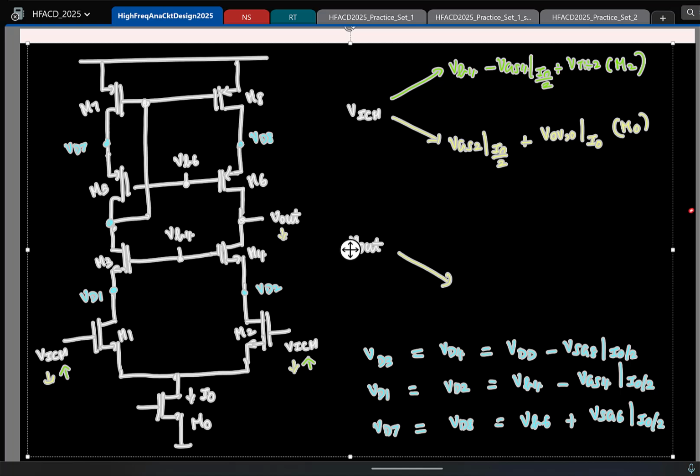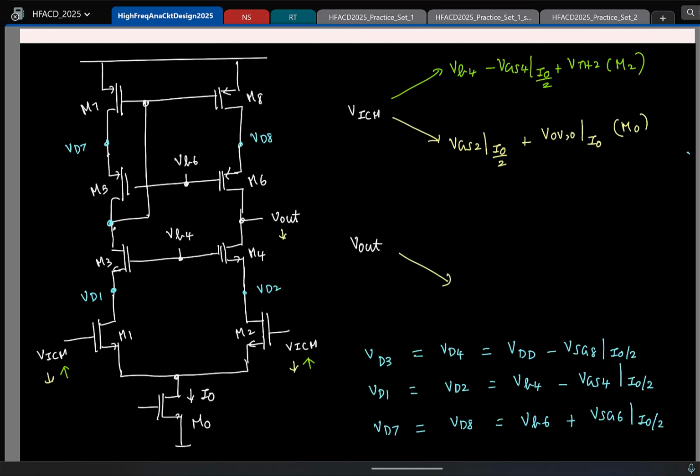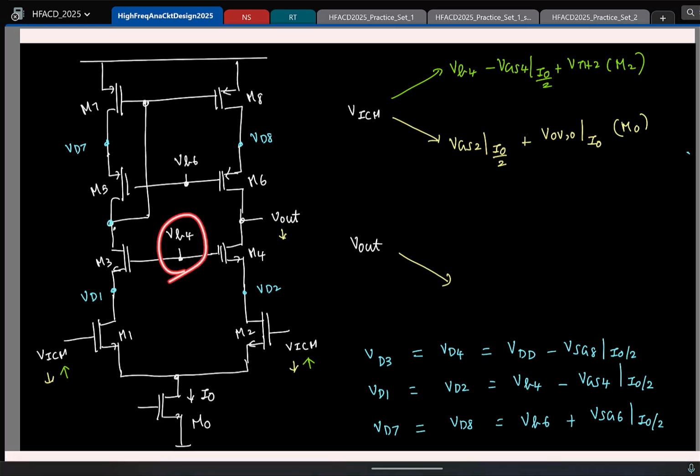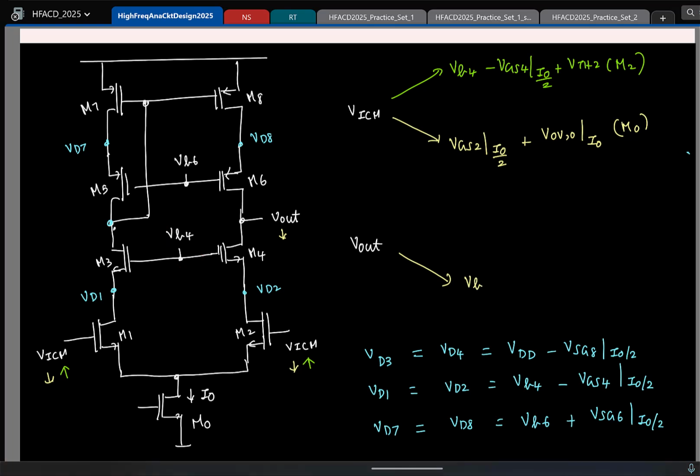Remember that the idea is the minimum the drain voltage can go is one threshold below the gate. That's all, correct? So here the gate voltage is VB4. The drain can drop one threshold lower than the gate voltage. That is the fundamental limit. Right? Let's do that. So it's VB4 minus VTH4. It's limited by M4.